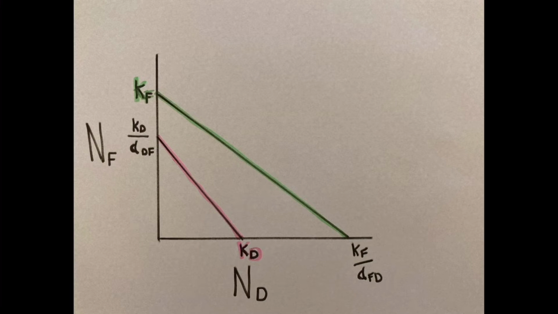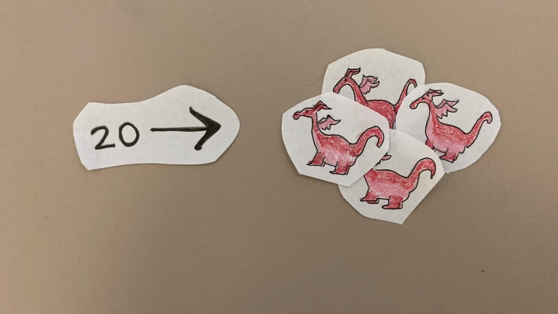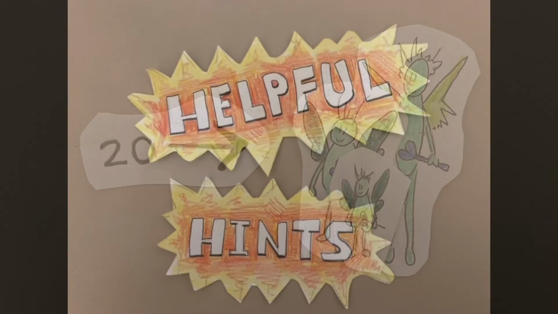Now, given any combination of dragons and fairies, we can tell when one species will outcompete the other and when they will coexist. This is done by drawing vectors on the phase plane, which will tell us the speed and direction that the populations are changing in. Let's say we have 20 dragons and 20 fairies. Here are some helpful hints that we can follow.